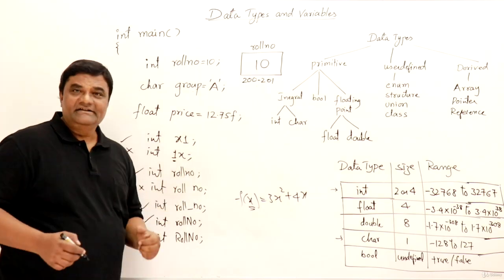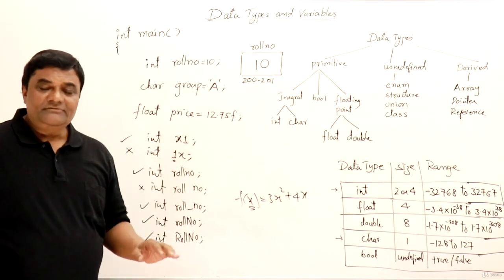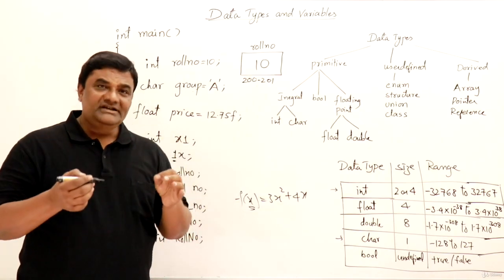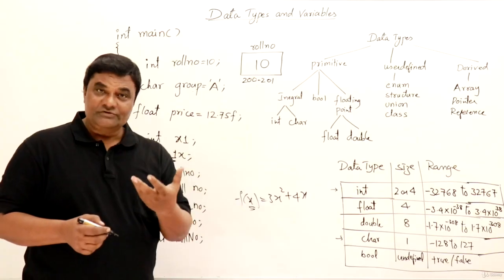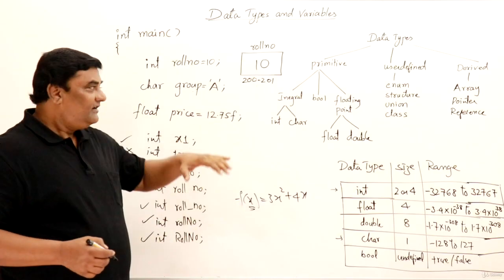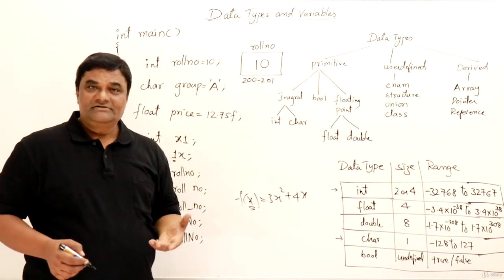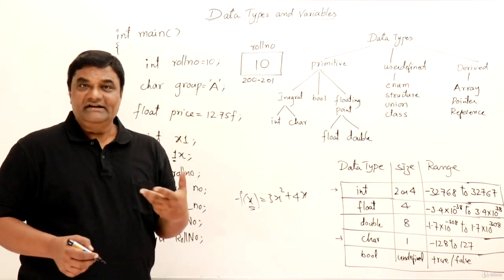Then one last thing. When you are giving a variable name, don't give names like x1, x2, a, b, c. Use a meaningful name so that the name shows what type of value it contains, like price, group, roll number. These are readable, so it will be easy for you when writing the program.